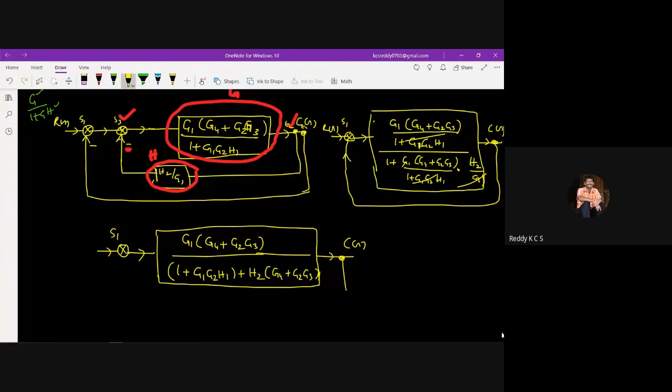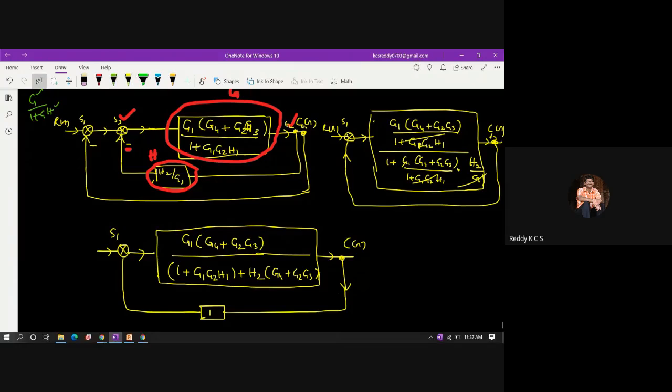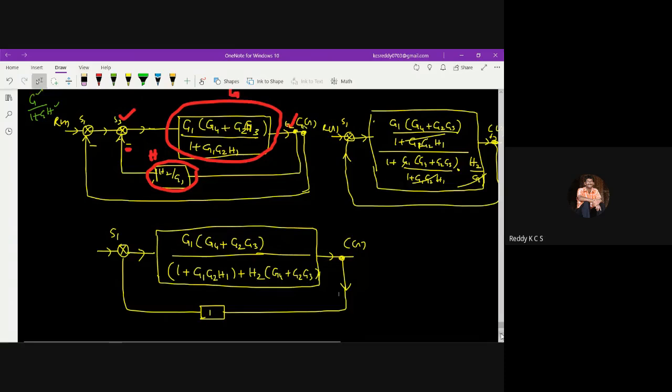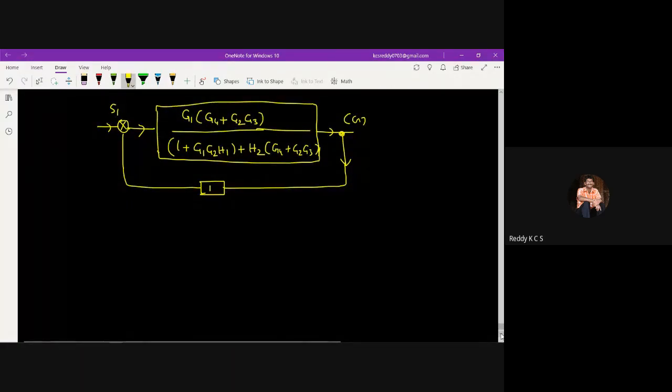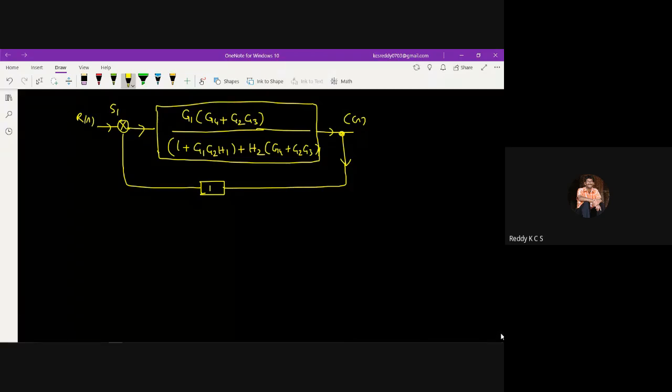Now, takeoff point 3, as I told, this is the takeoff point 3, so T3, and this is the summing point S1. As I told, nothing is there, so I can take it as a unity feedback system. Now you look at this. If I want to find out the overall transfer function, which is C of S by R of S, this forms one summing point, one block in the forward path, and one block in the feedback path, one takeoff point. So this constitutes a minor loop.